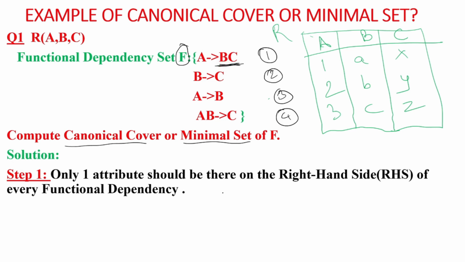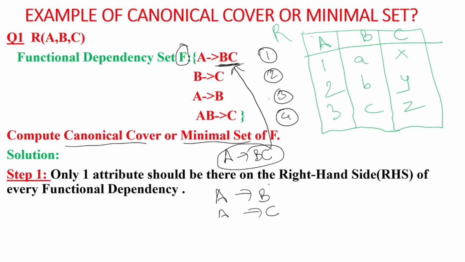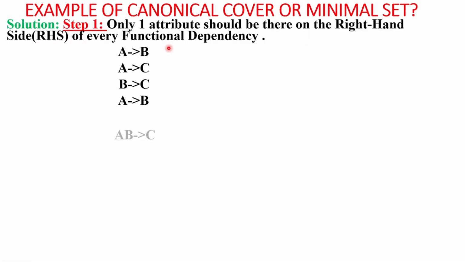So the first FD we need to write like this, A tends to B and then A tends to C, separately. See, the given FD is like this in the original set. Now we have to split this into 2 FDs because we want only one attribute on the right hand side. First we'll write A tends to B, and then you write A tends to C. So we got one attribute on the right hand side now, and the remaining FDs you write as they are: B tends to C, A tends to B and AB tends to C. So this is step 1. We have to make sure we have only one attribute on the right hand side. As a result of step 1, we got 5 FDs.